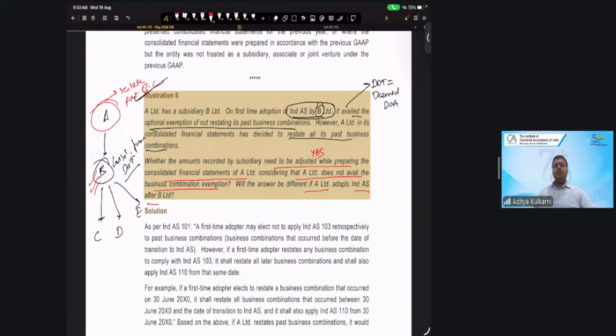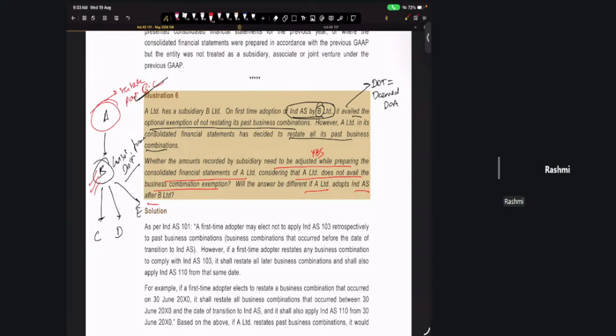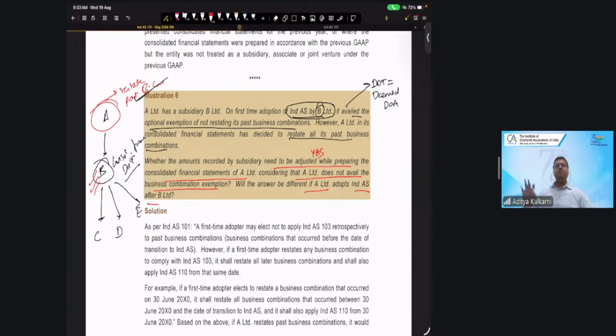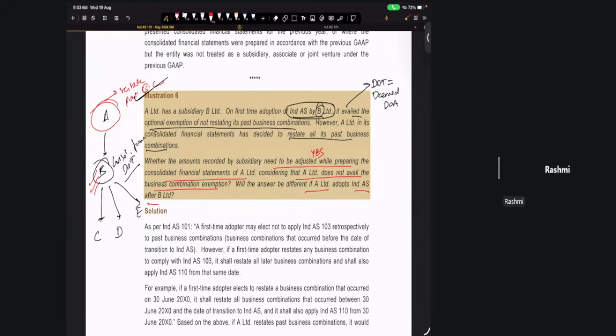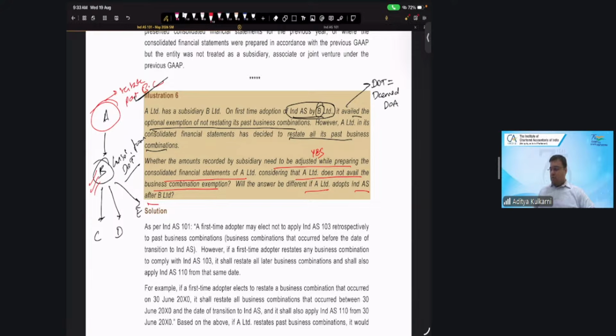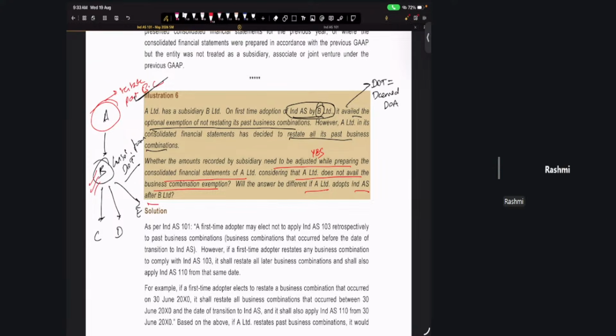B can do whatever it wants for itself. But when it gets consolidated with A, it has to change its financial statements. It has to follow what the parent tells. Hierarchy is very formal and bureaucratic in corporate life. In homes, it is not. So, will the amounts recorded by the subsidiary need to be adjusted? The answer is yes. It needs to be adjusted.